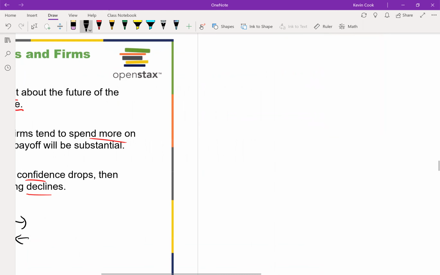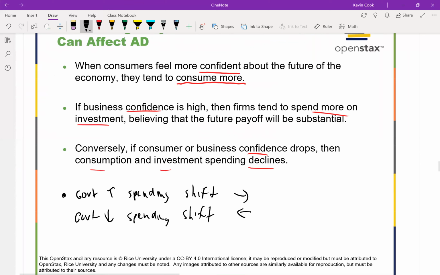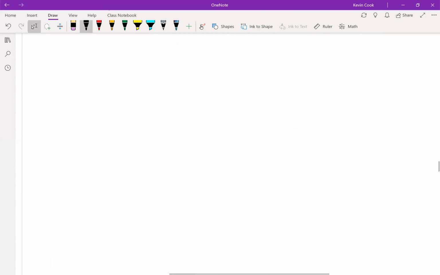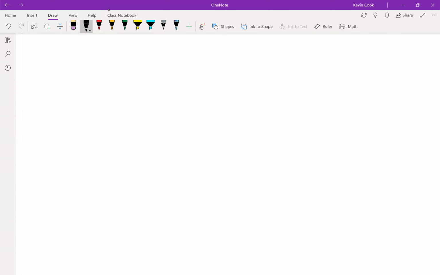But what we'll see down the road is a little bit of a trade-off between consumer and government spending. But we'll get to that in a moment. So what we'll see happen is something like this.